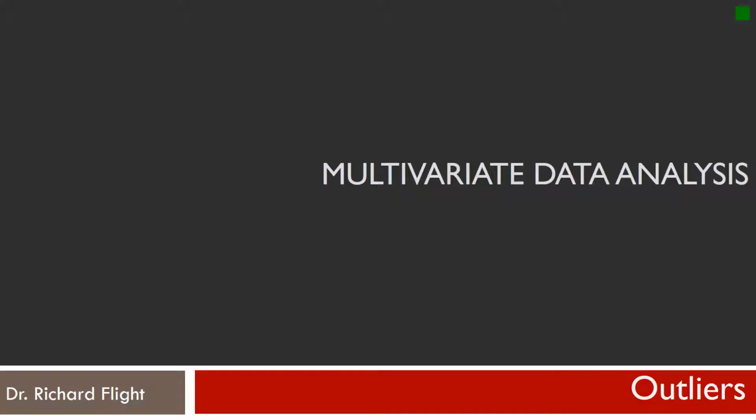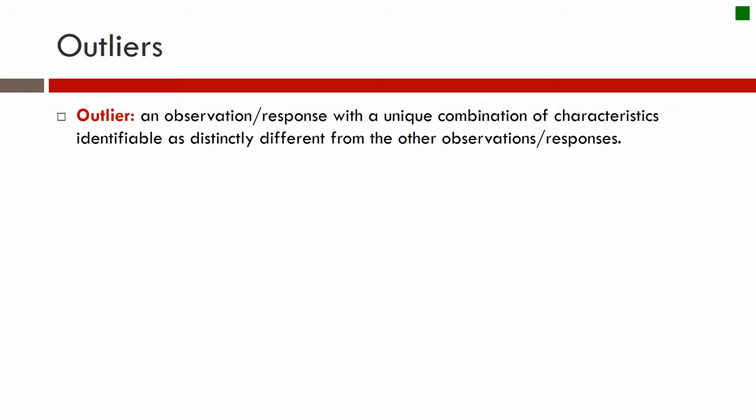Hello, this is a quick outline of outliers, a quick description of some things to think about when we're looking at outliers in our data set. When we talk about outliers, we observe responses that are oddly out of place. Some responses are distinctly different or odd, or when you look at two variables together, they form some odd relationship with each other.